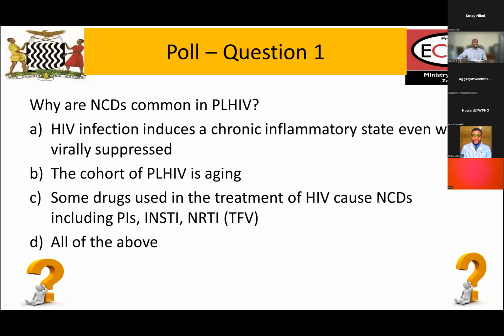We have about 20 seconds to go to poll. So far, only 45% of the participants have polled. We are getting there. Let's keep polling. So why are NCDs common in people living with HIV? Is it that the HIV infection induces a chronic inflammatory state, even when virally suppressed? Or is it that the cohort of people living with HIV is aging? Or is it that some drugs used in the treatment of HIV cause NCDs, including the PIs, INSTIs, or NRTIs? Or is it all of the above? So far, over 60% of people have polled. We'll end the poll in about 10 seconds.